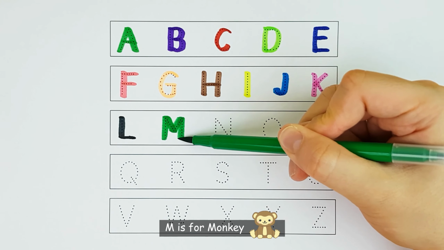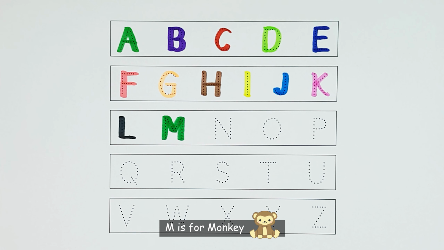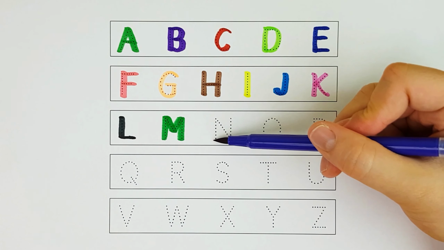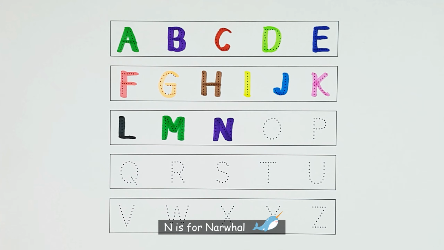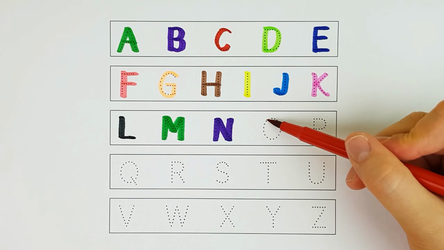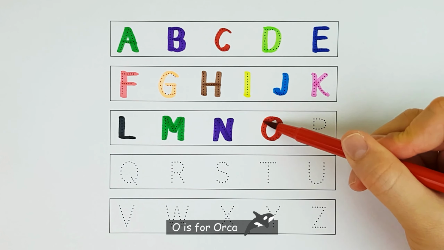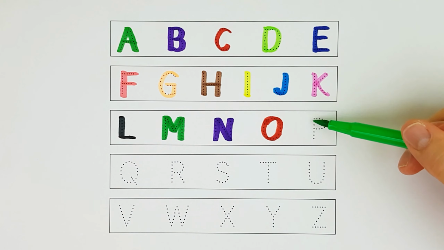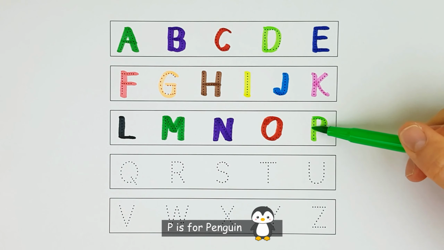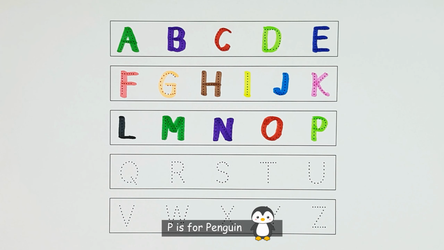M. M is for monkey. M. N. N is for narwhal. N. O. O is for orca. O. P. P is for penguin. P.